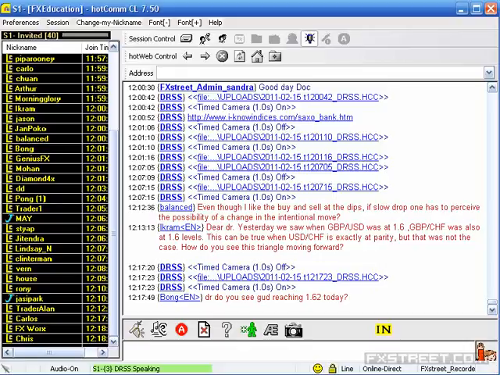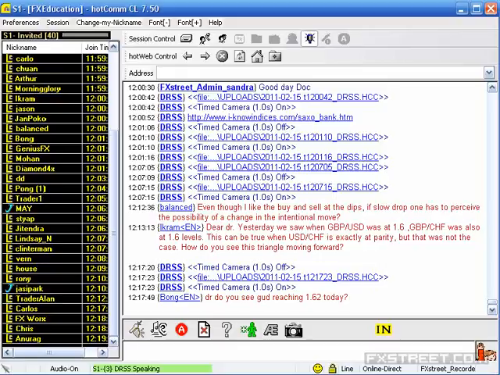Then ICROM. Yesterday we saw when GBP was at 1.60, GBP CHF was also at 1.60. This can be true when USD CHF is exactly at parity, but this was not the case. How did you see the triangle moving forward? Sometimes they make the moves in such a way, in the case of crosses, as an extended move and then later on catch up with it of the major.